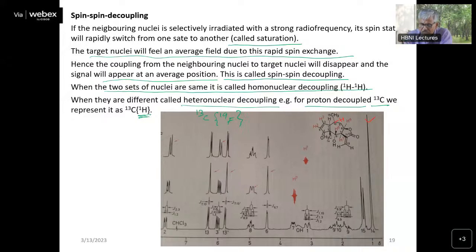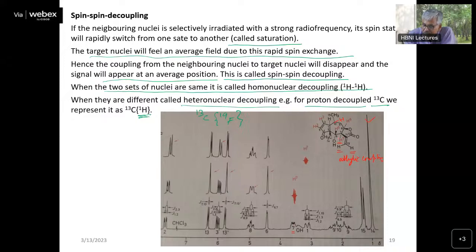Okay. Similarly, the proton, this H7, is coming at this position. Okay, so now if you do a decoupling, or if you saturate this proton, what you will see is that this H7 is coupled to these two protons by an allylic coupling, although it is an allylic coupling, a long range coupling.